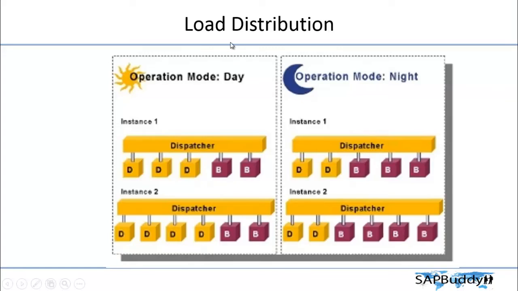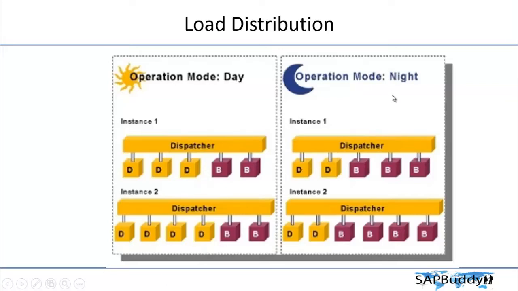Basically, what we are trying to do here is a kind of load distribution. Here, as a typical example, you see that we have two instances. In the daytime mode, instance 1 has 2 background work process and instance 2 has 2 background work process. Here you have 3 dialog work process, and here we have 4 dialog work process.